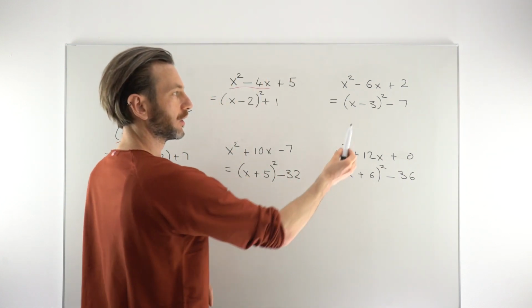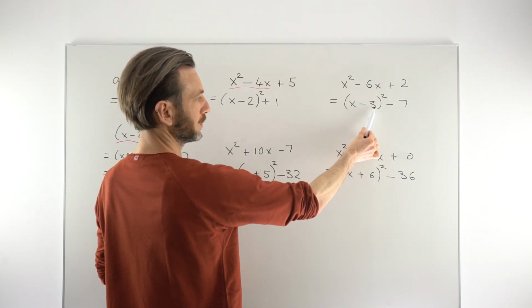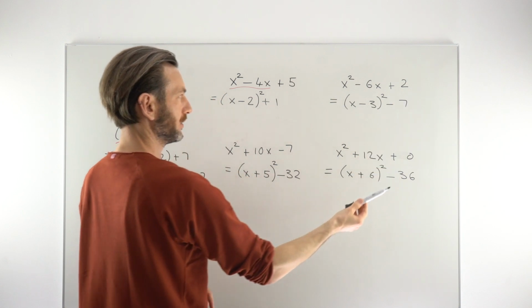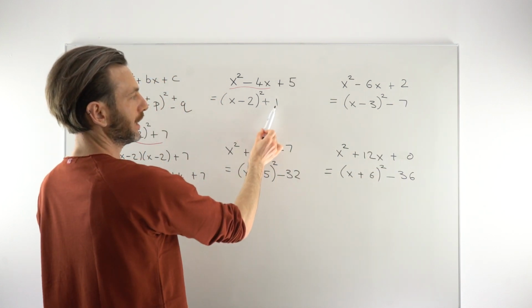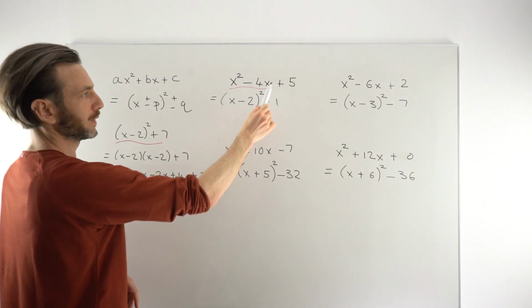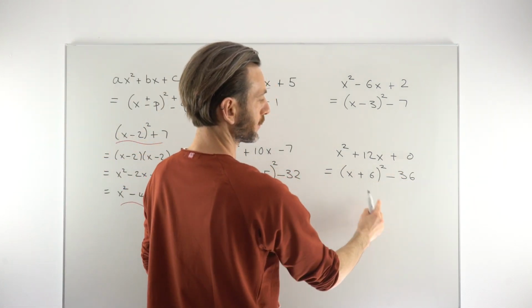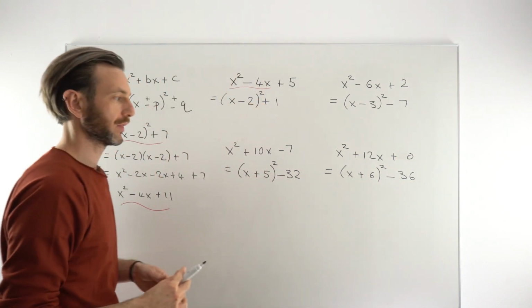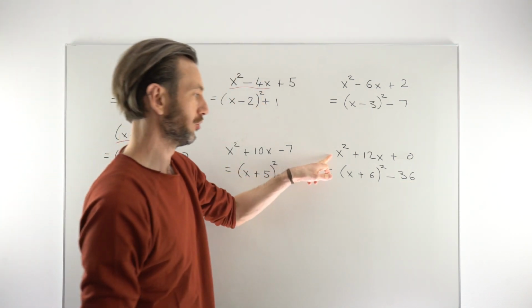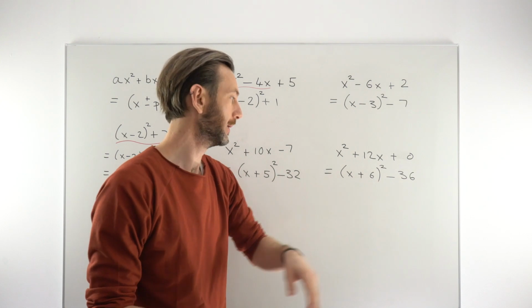Just in the same way that here we would get a 9. We don't want a 9, we want a 2, so we take away 7. Here we don't want a 4, we want a 5, so we've got to add on 1. Here we just want to get a 0, so we've got to subtract 36. So that would be this trinomial written in completed square form.